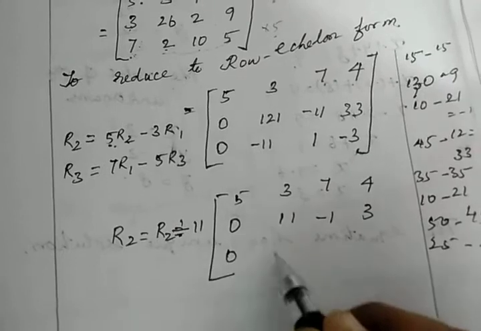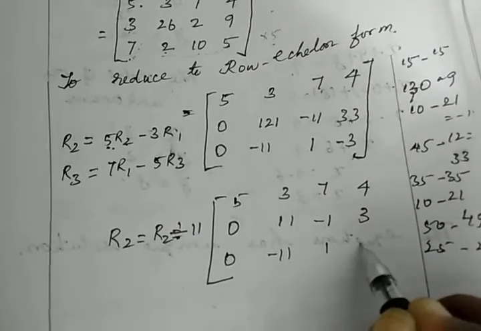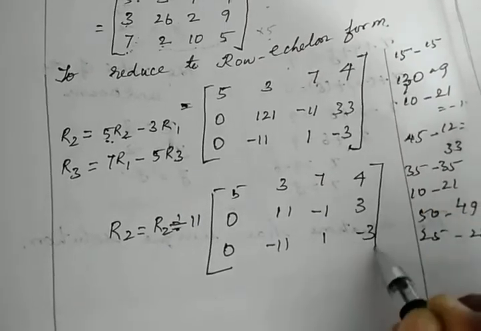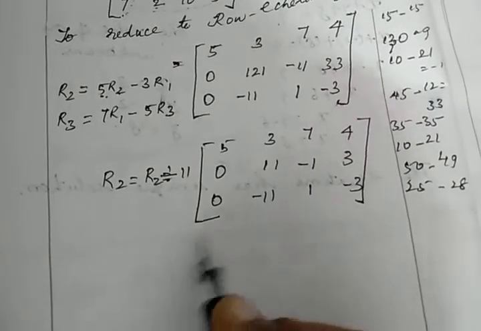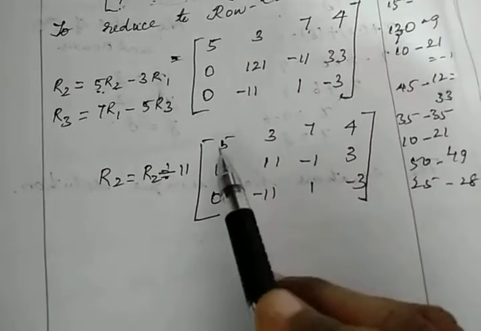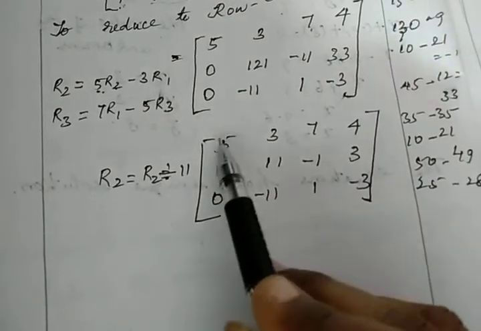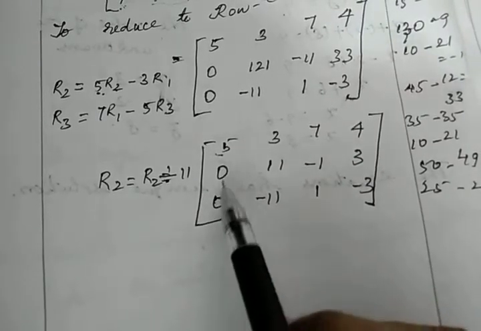Next, the third row you can write it as such. Now you have simplified it, so the next step will be easier for you. Next step: in the first row, the first non-zero element was 5, and below that we have made it zeros.